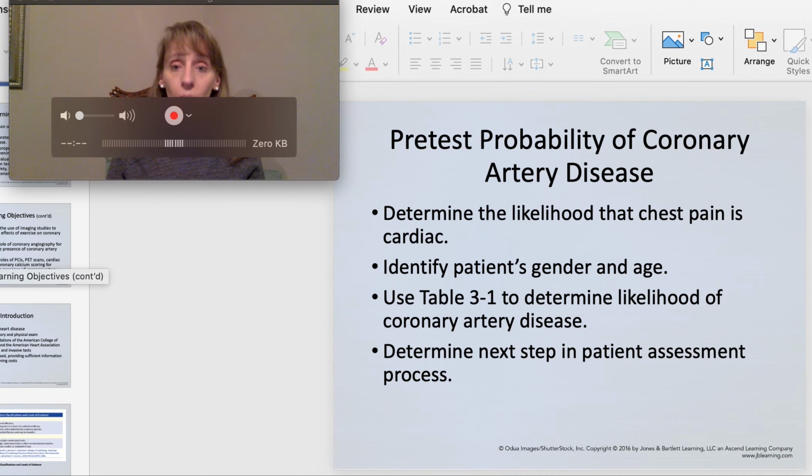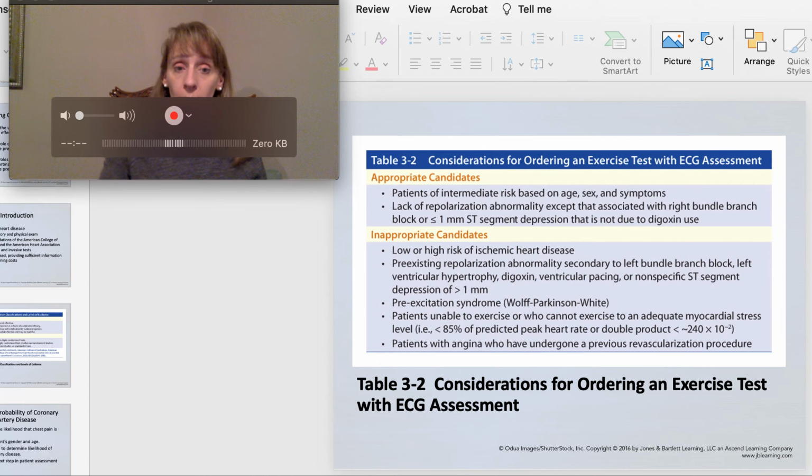And that table is going to help determine what we call the likelihood of test. And then the next step, once we figure out the likelihood, is to go into the assessment process. So when you take a look at the table, appropriate candidates are patients of intermediate risk based on age, gender, and symptoms. Lack of repolarization, which we haven't talked about yet, abnormality associated with what we know as a right bundle branch block. So a right bundle branch block is something we're going to look at and we'll understand why this is in the consideration table.